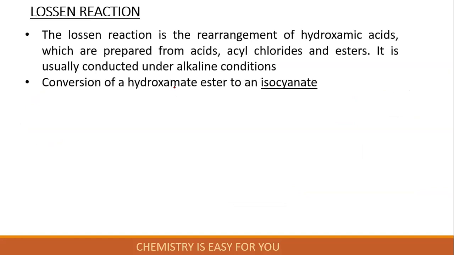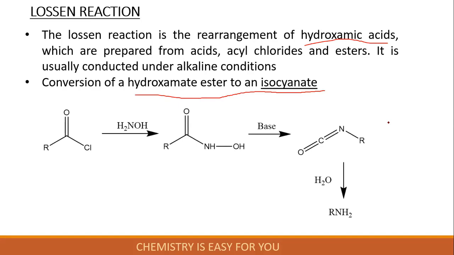Lossen reaction is again a very closely related reaction to Hofmann bromamide and Curtius reaction. So here hydroxamic acids, which are usually prepared from acids, acyl chlorides and esters, will be treated in alkaline condition. Here also the hydroxamate ester is first converted into an isocyanate. So what is common in all these three reactions? An isocyanate is formed in between, and from the isocyanate we will come to an end product. So this is the representative reaction.